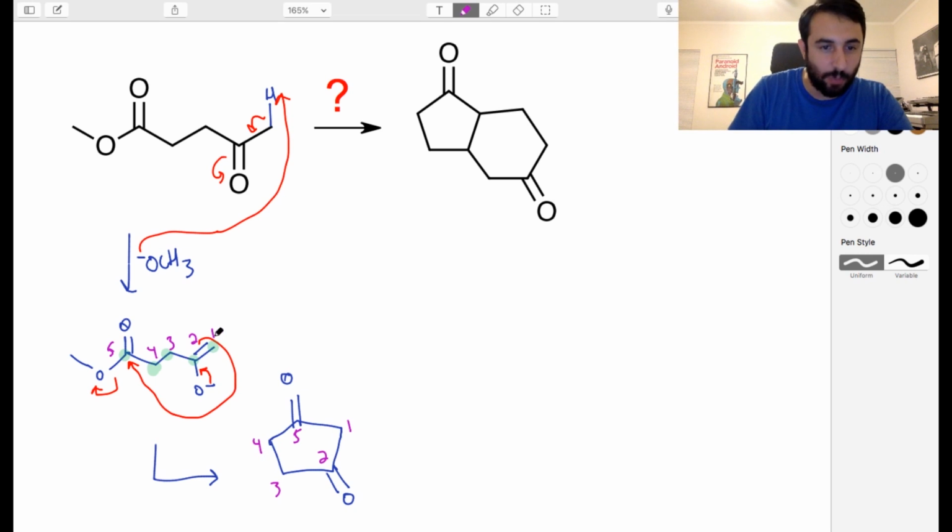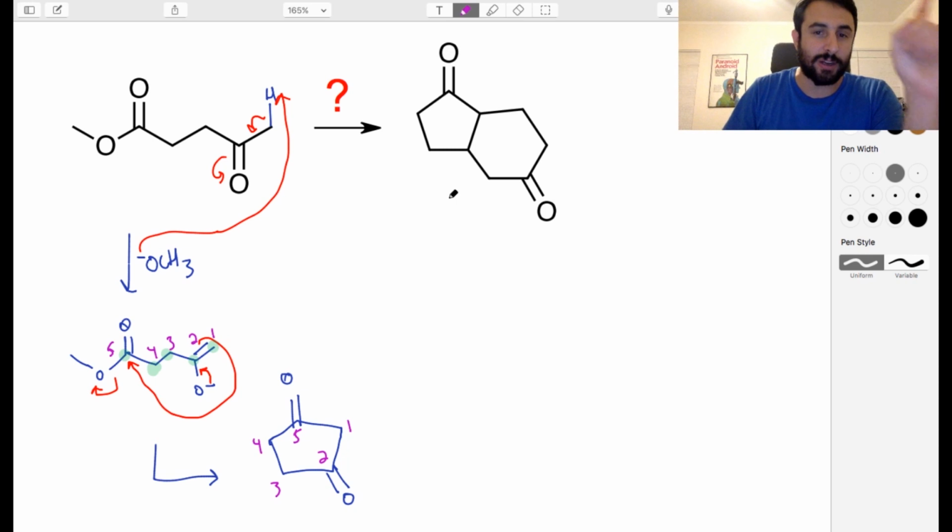We can see that 1 attacked 5. So that's why there's a new bond between 1 and 5. And we've gone to this dione, right? We've got this diketone going on. So now we take a look at what we have. So we have the five-membered ring in place, and we want to keep one of those carbonyls, but we want to lose the other one.